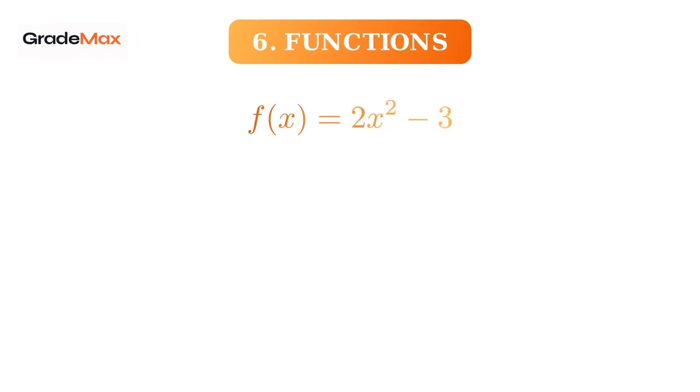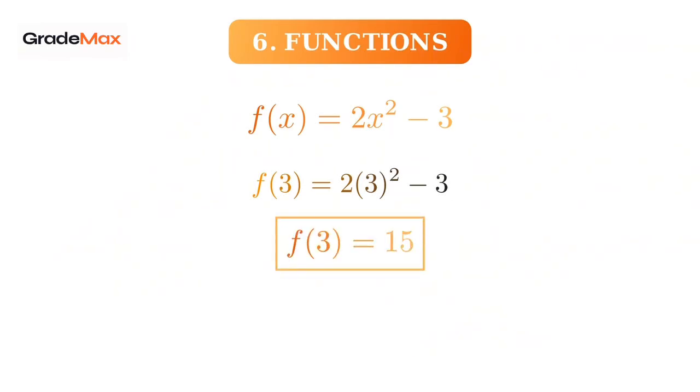Function notation just means plug in and evaluate. So here f of x is given as 2x squared minus 3. How do we evaluate f of 3? We plug in 3 instead of x. So our equation now becomes 2 times 3 squared minus 3. Evaluating this, we get the answer as 15. Similarly, such questions can be solved just by plugging in the given value for x.